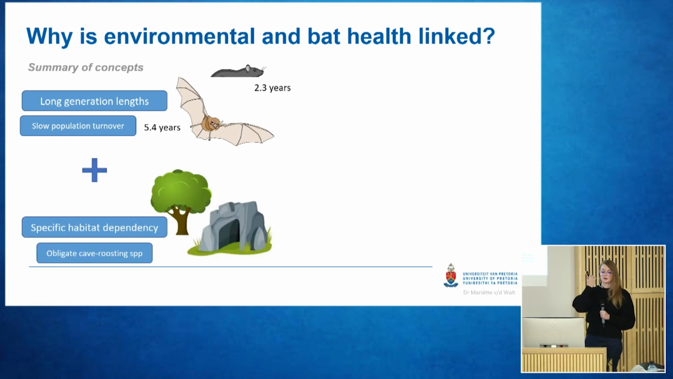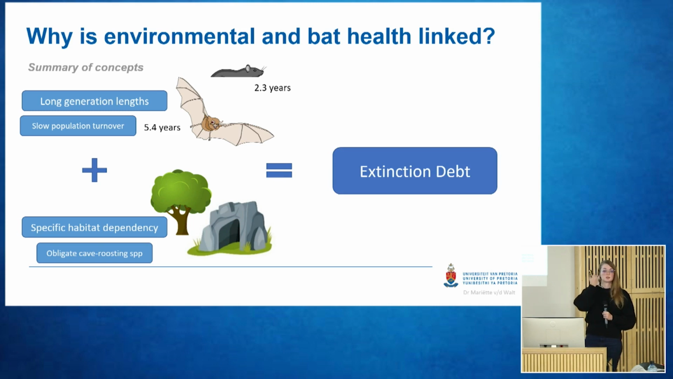You also might have specific habitat dependency. In the case of your cave-dwelling bats, they are reliant on caves for roosting and often on very specific caves. Your maternity caves are particularly important in this case. And if something happens to this cave, these bats, because they have a slow population turnover, might not be able to adapt quickly enough in this changing environment. And that leads to extinction debt, which means that it might take a long time to see the effects of the habitat changes happening at the moment.